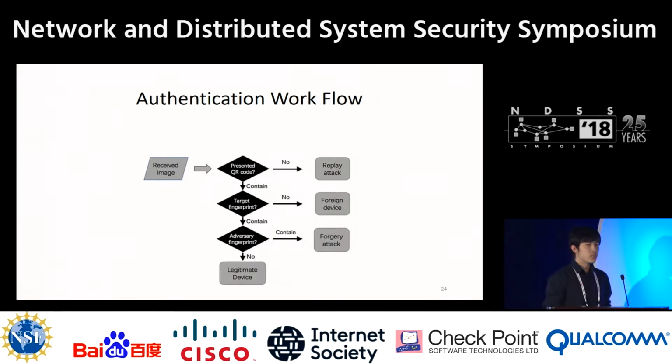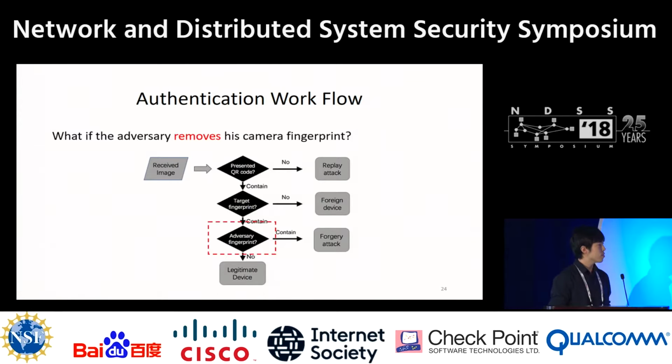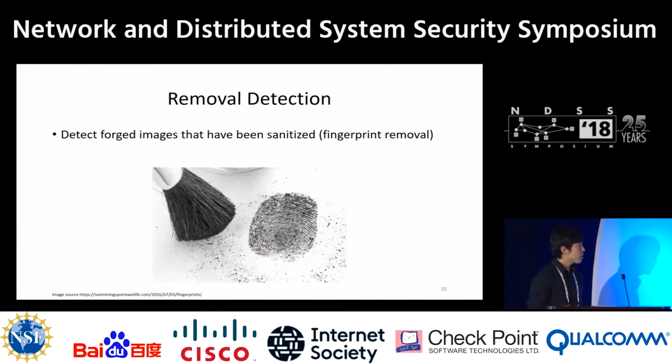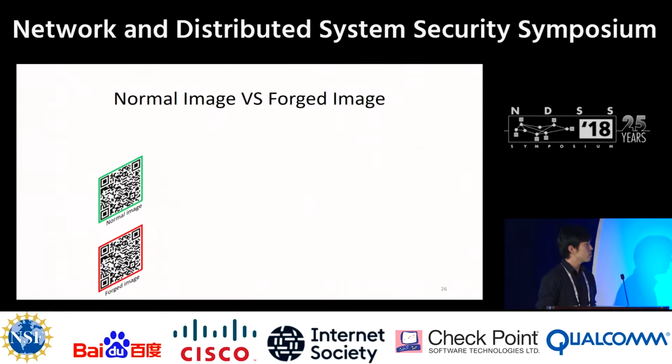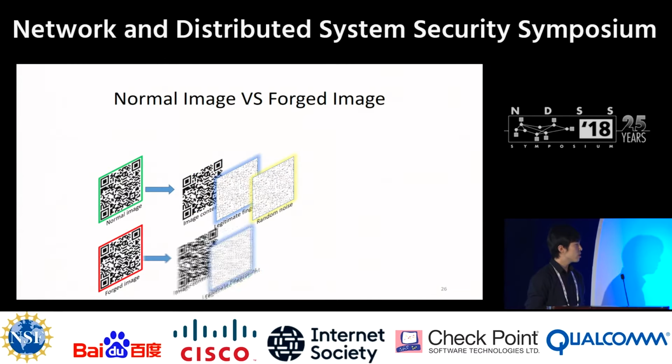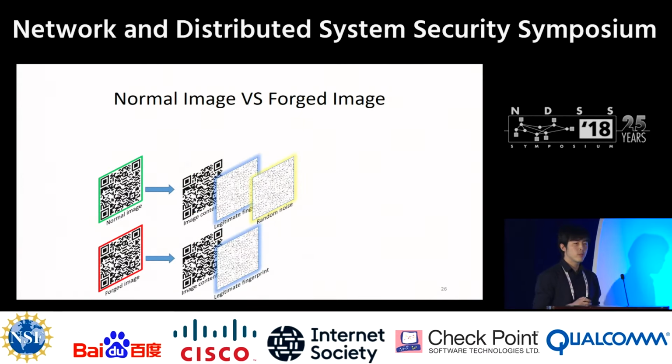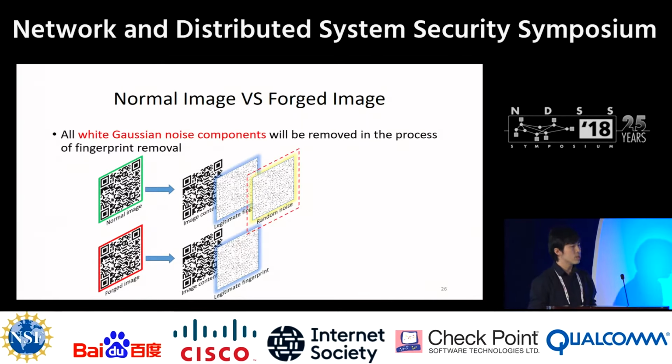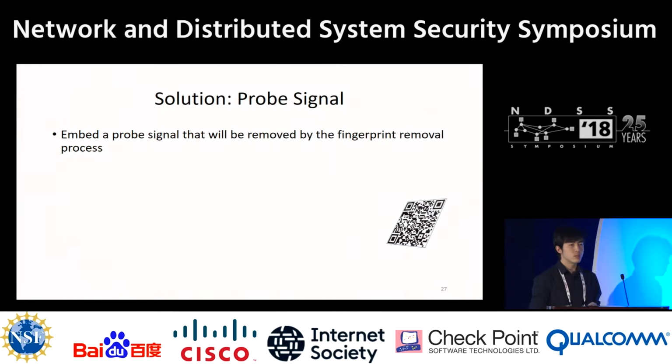But the injection detection is based on checking the existence of the adversary's fingerprint. So what if the adversary removes his fingerprint? So we need to detect this fingerprint removal process. So again, let's check the difference between a normal image and a forged image. To remove a fingerprint from an image, we need to use a denoising filter, which will actually remove all the white Gaussian noise in the image. So the random noise will disappear in the forged image. But since it's random, it cannot be used to detect forgery.